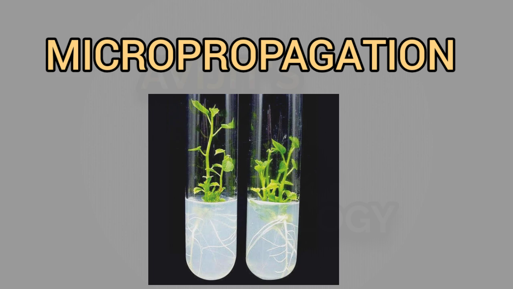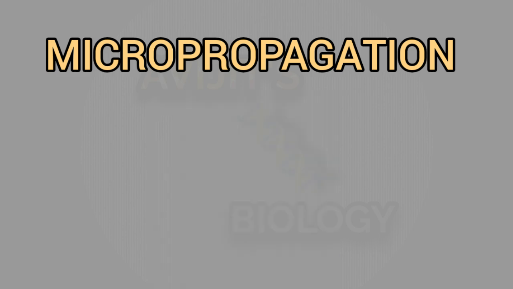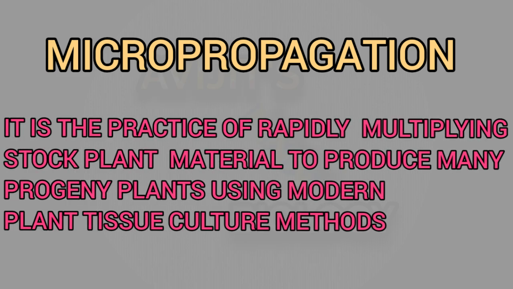time by micropropagation. So the definition of micropropagation will be that micropropagation is the artificial process of producing plants through tissue culture or cell culture techniques, and it is the practice of rapidly multiplying stock plant material to produce many progeny plants using modern plant tissue culture techniques.